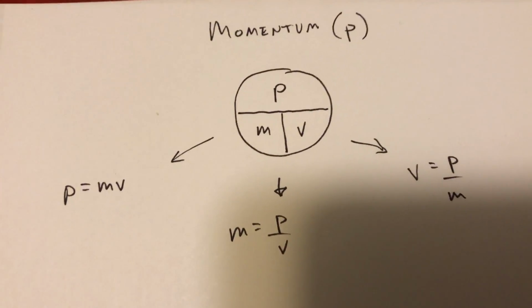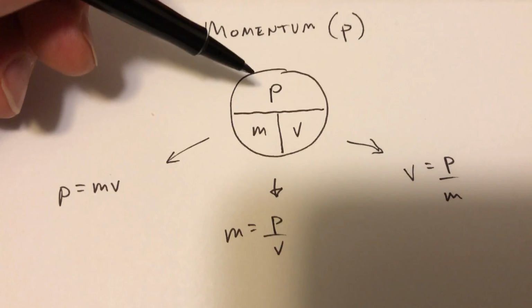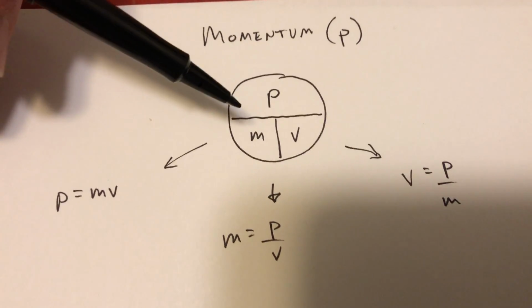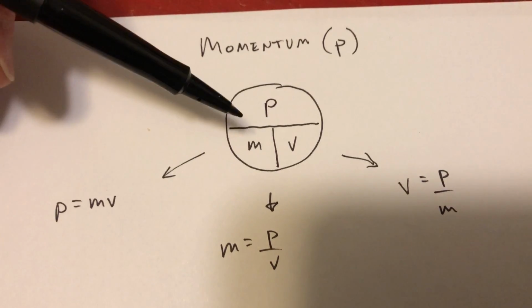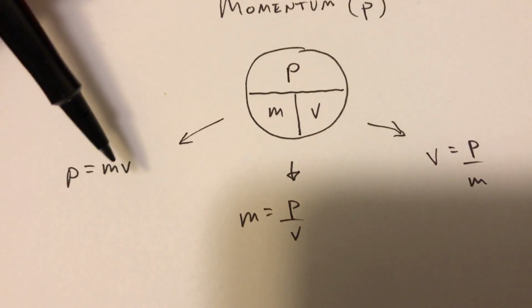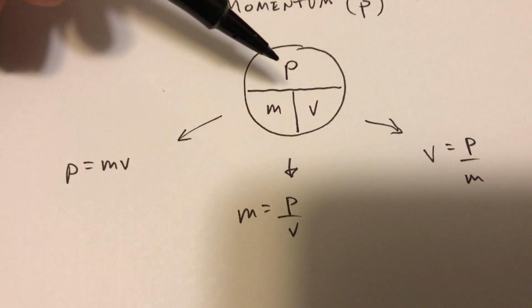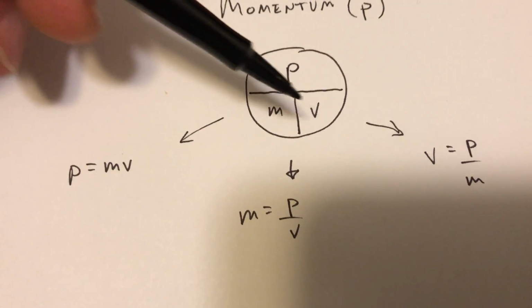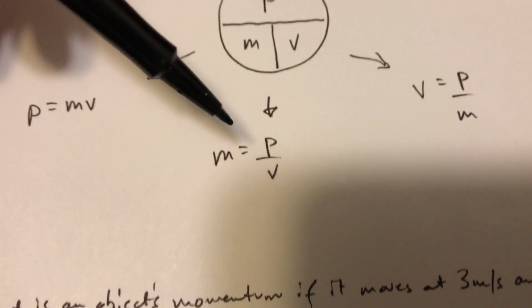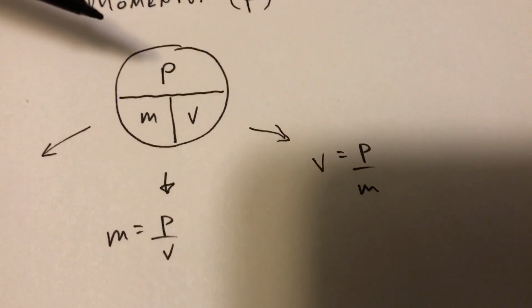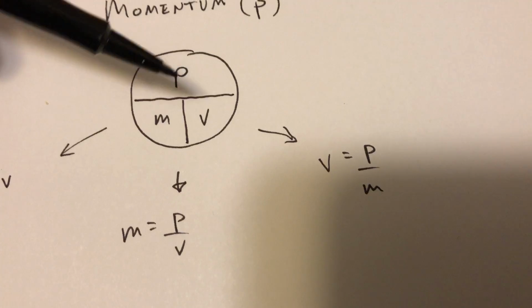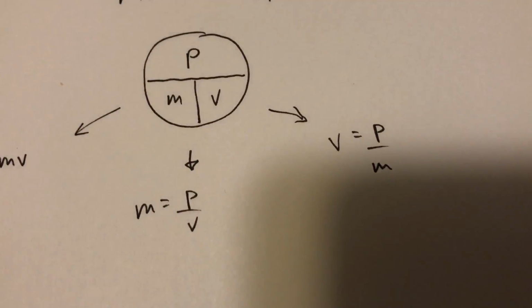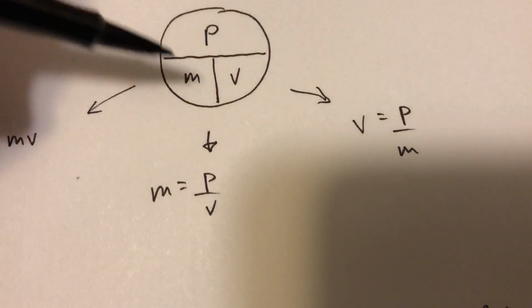But anyway, momentum is represented by the letter P. We can determine how much momentum an object has if we know its mass and its velocity. So P equals m times v. If I know the momentum already and I know the velocity, I can solve for the mass, so that becomes m equals p divided by v. And if I want to know the velocity and I know momentum and mass, I can do v equals p over m. So you see that equation right there. Again, 3 equations in one.